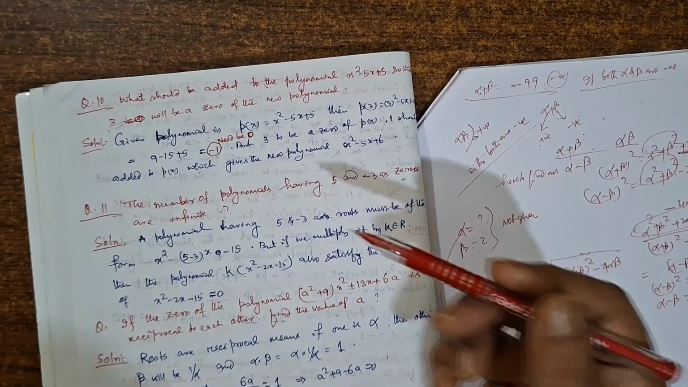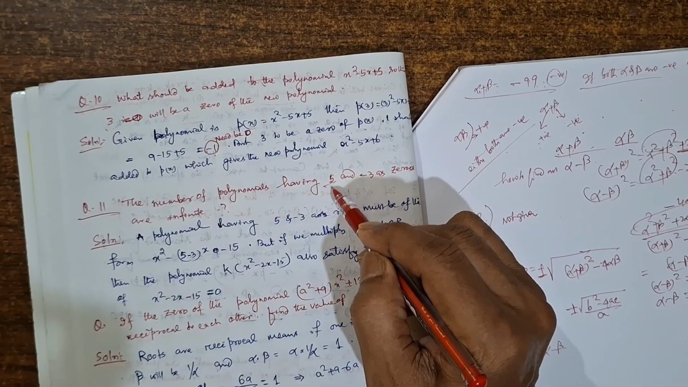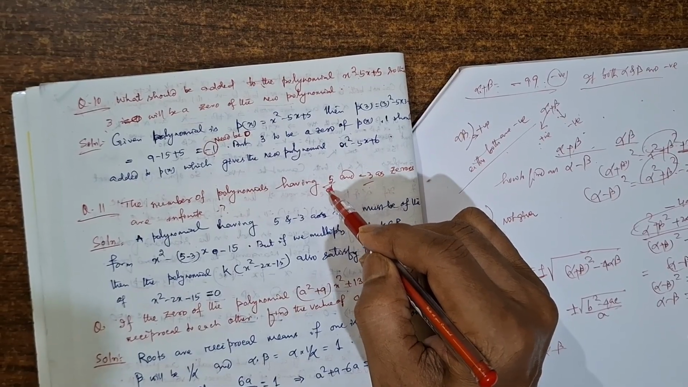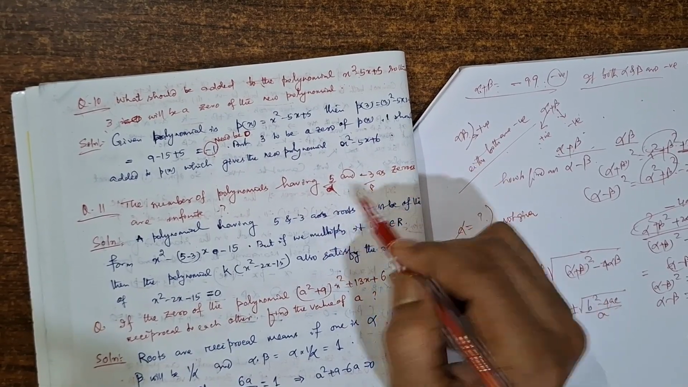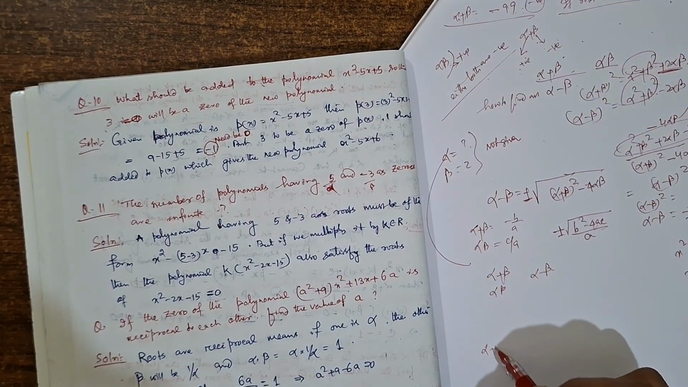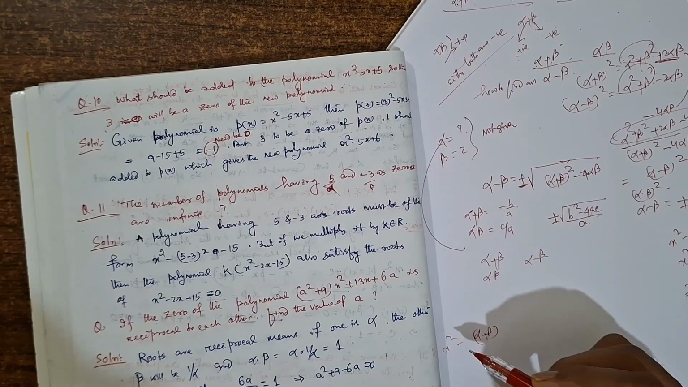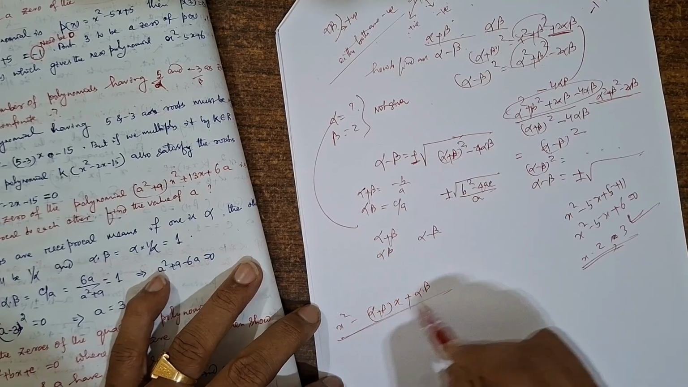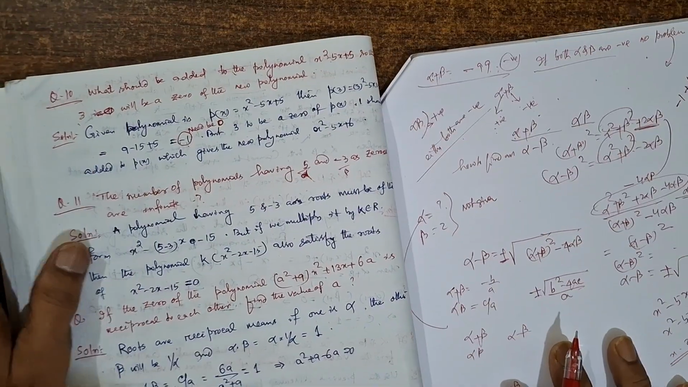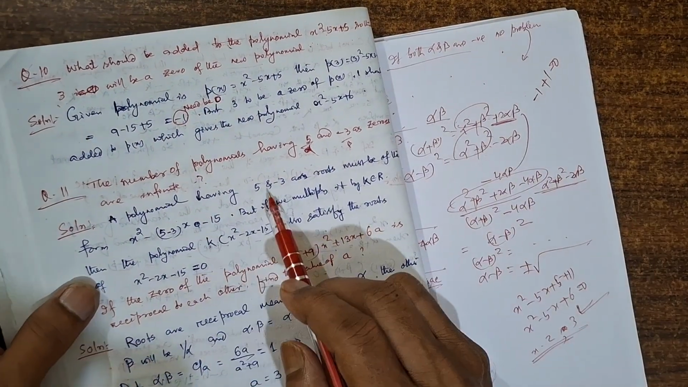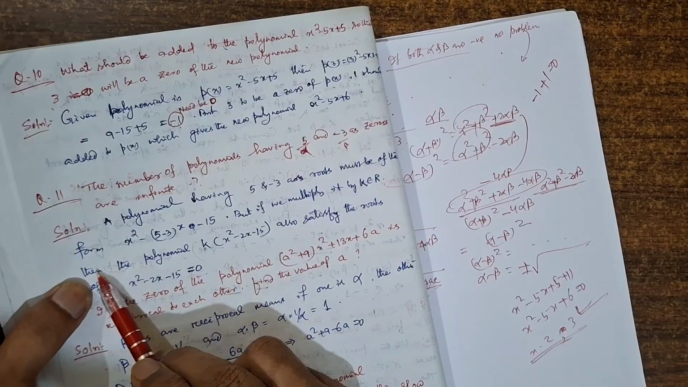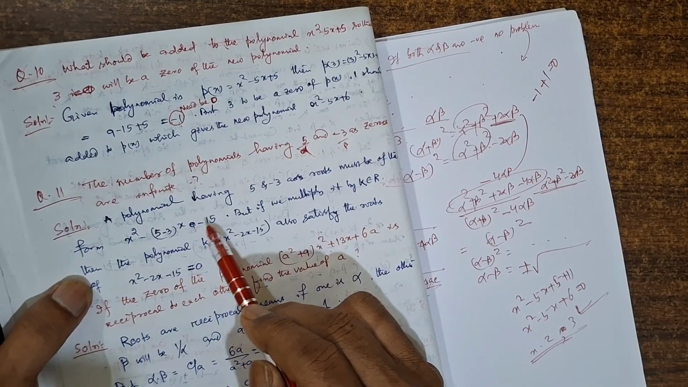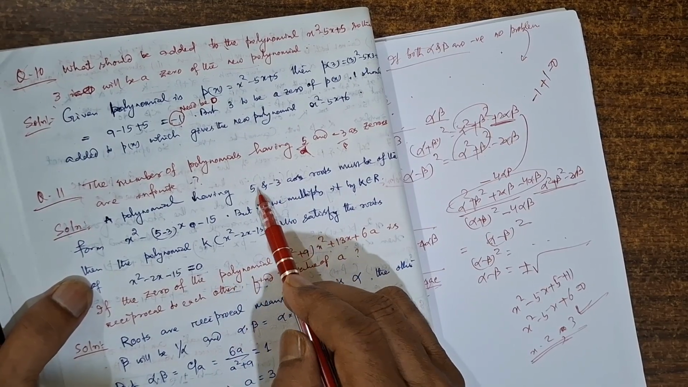Generally, suppose one zero is alpha and the other is beta. Then we can find the polynomial as x square minus (alpha plus beta) x plus alpha into beta. A polynomial having 5 and minus 3 as roots must be of the form x square minus (5 minus 3) x plus alpha into beta, which is 5 into minus 3, that is minus 15.